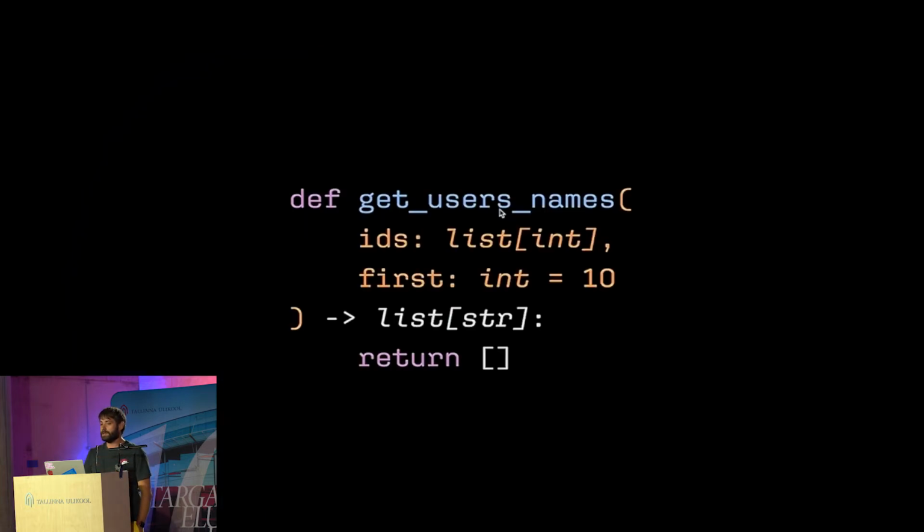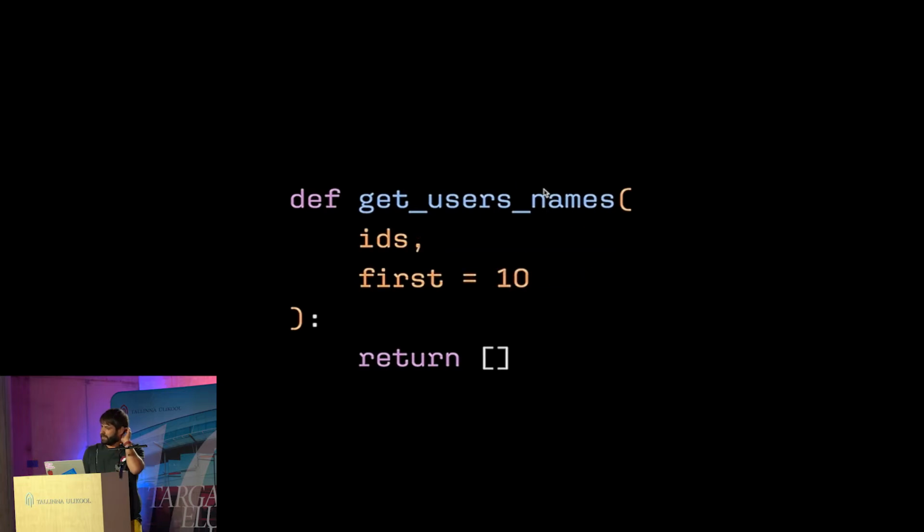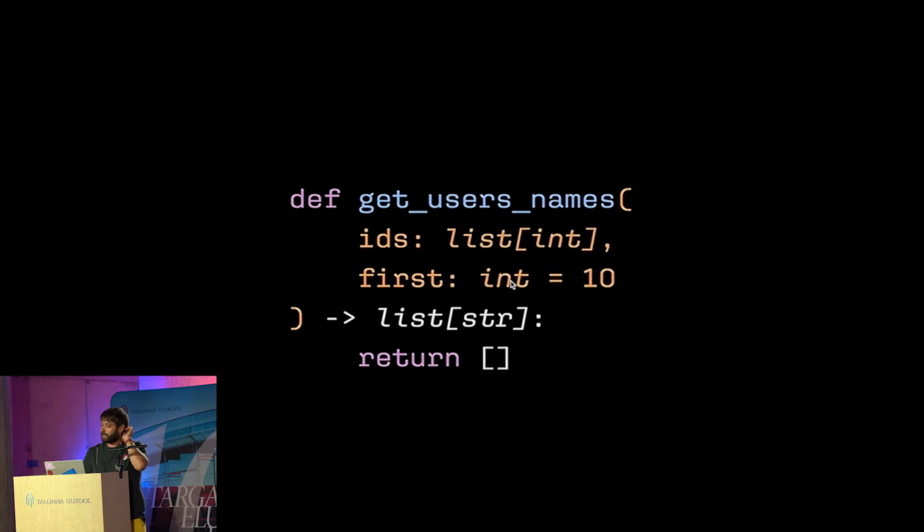So for example, here we have this function called getUsernames, which has two parameters. One is called IDs, which accepts a list of integers, and then the first, which is an integer and has a default value of 10, and then returns a list of strings. When you're running this code in Python, Python doesn't really care. So it's almost like you wrote the code like this. But the fact that you're annotating your code gives you some benefits.